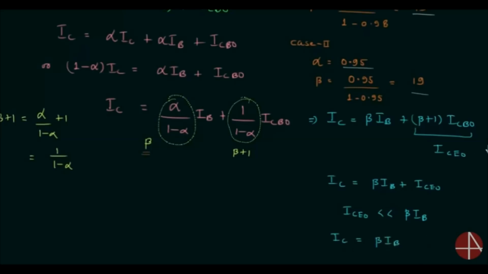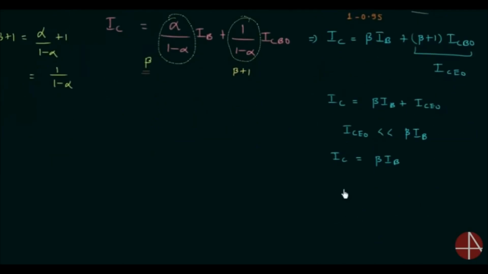This implies beta is equal to IC divided by IB. This is what we have. Beta is called the current amplification factor, and it is equal to IC divided by IB, and we have already seen it is from 50 to 400.